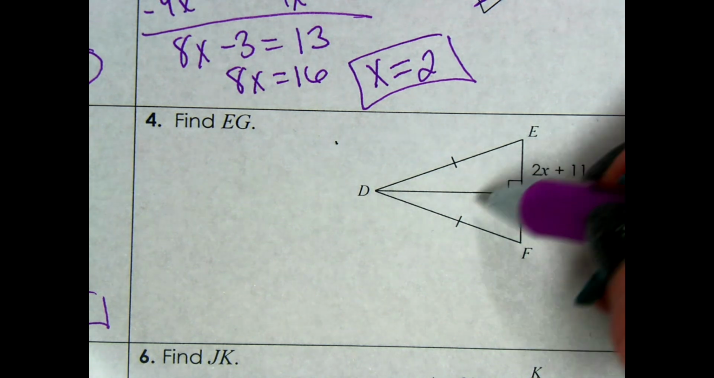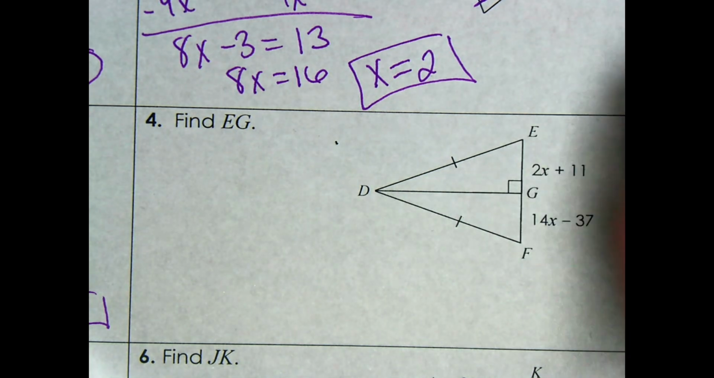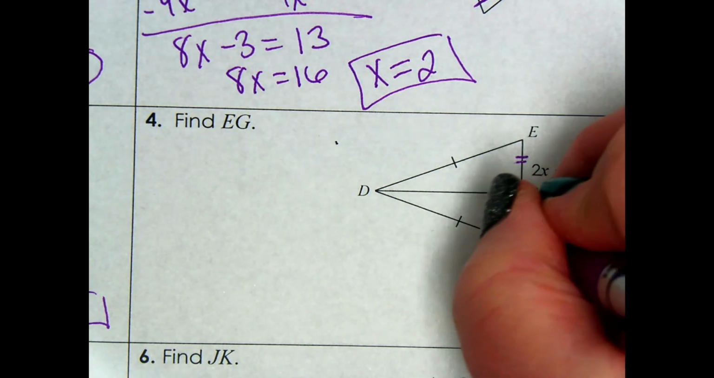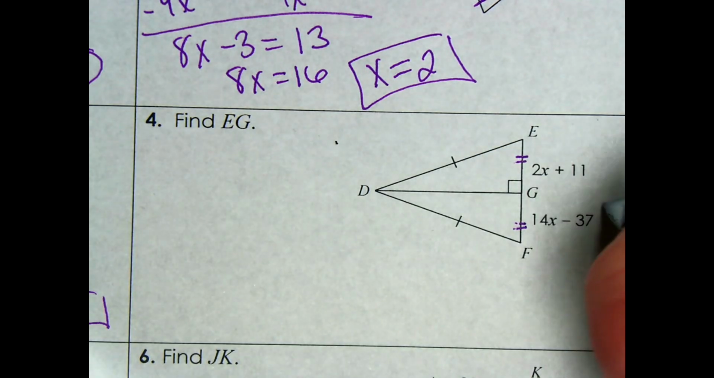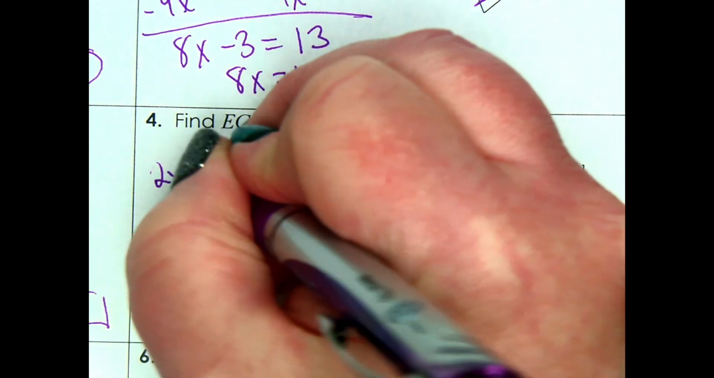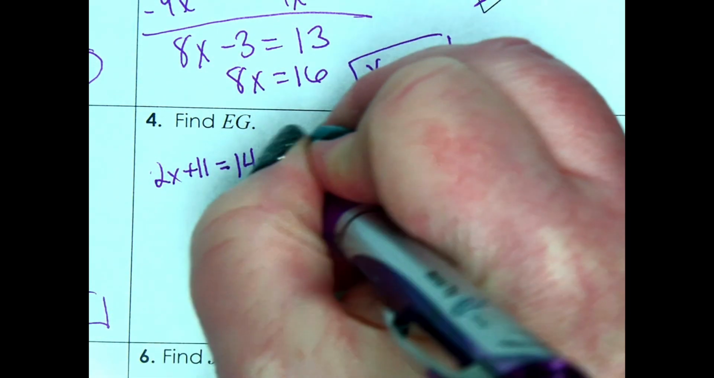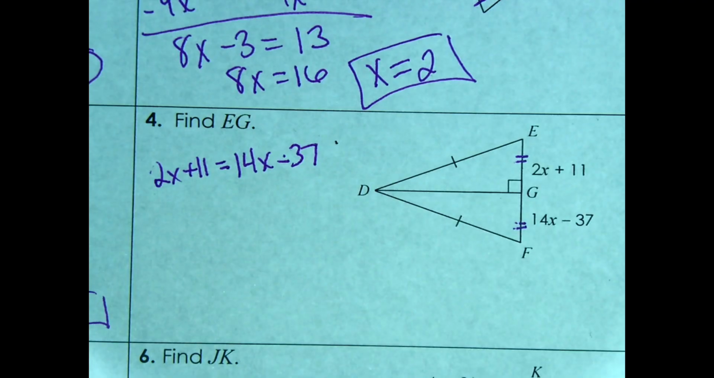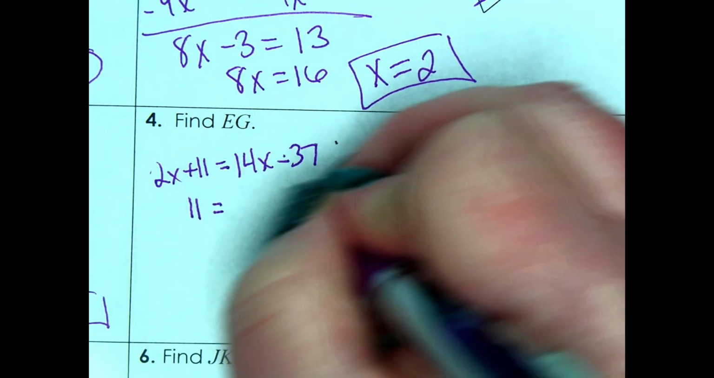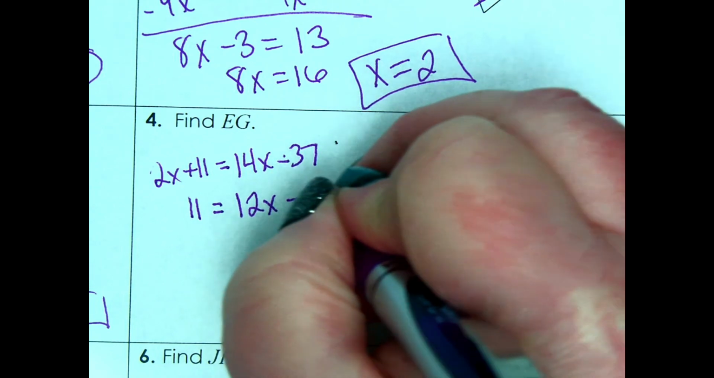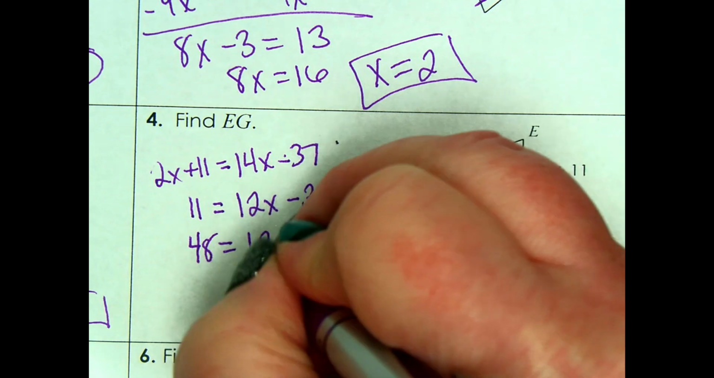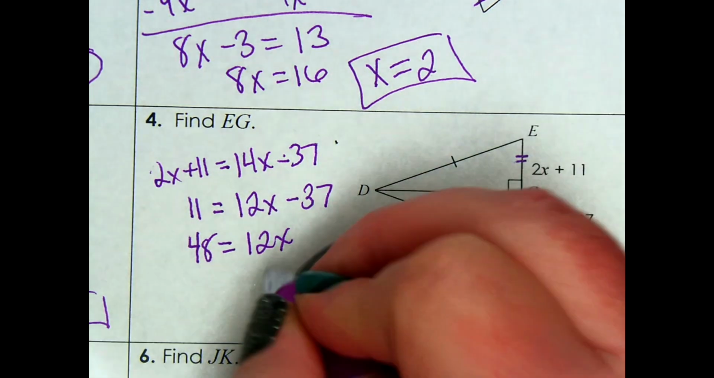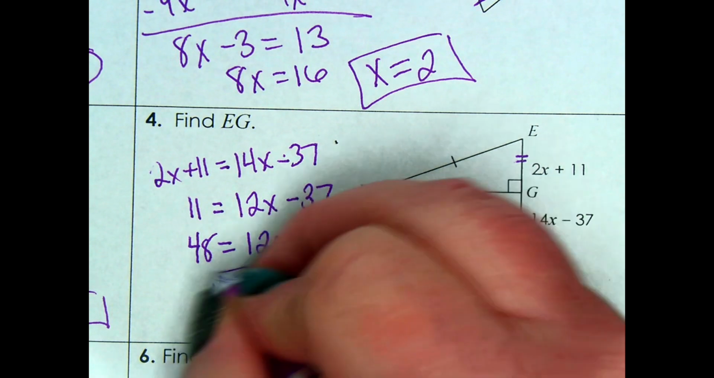So again, these are congruent and this is perpendicular, which tells me that segment EG is congruent to segment GF, or FG, excuse me. So I set these equal to each other. So I get 2x plus 11 is equal to 14x minus 37. I subtract 2x and I get 12x. I add 37 and I get 48 is equal to 12x. And then I divide and I get 4 is equal to x.